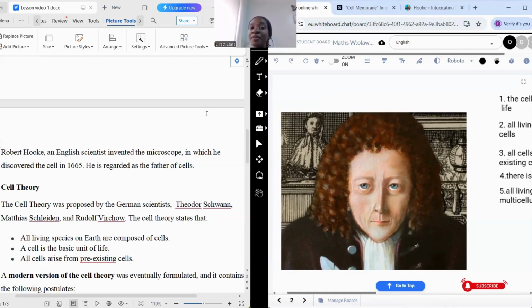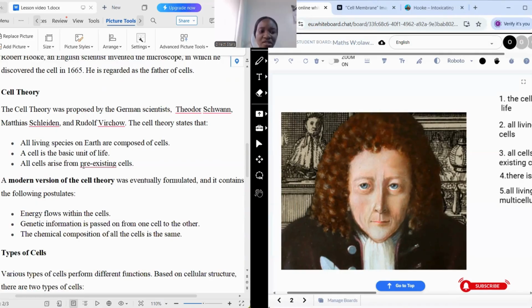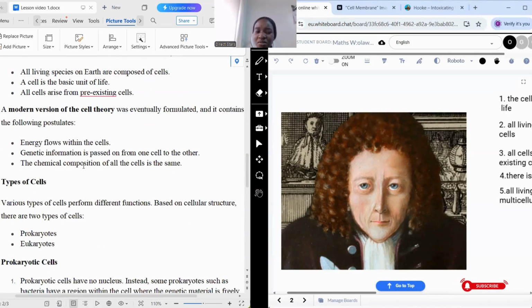He was the one that wrote the book called Micrographia, where he tried to tell us more things about the cell. He actually discovered the cells in the cork of a tree, where he called them cells because they looked like tiny compartments of houses. Okay, so now let's go further to what the cell structure is all about.